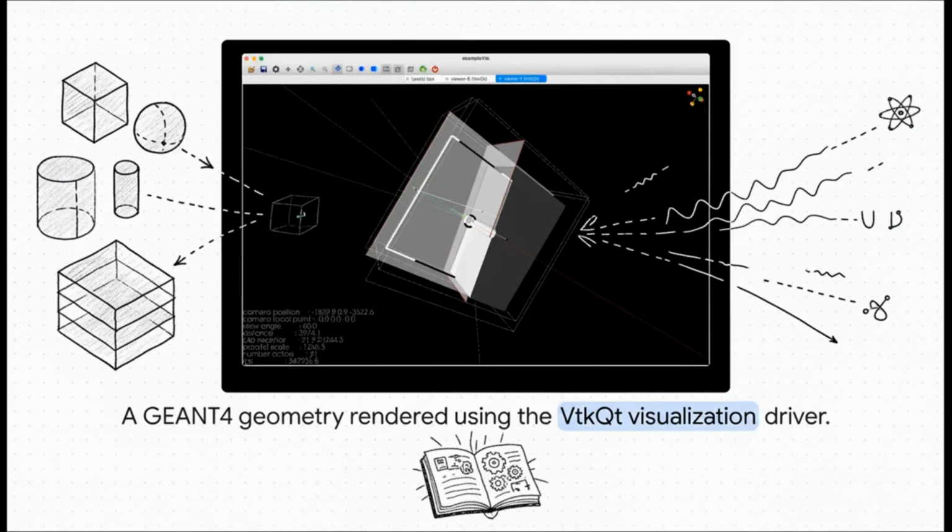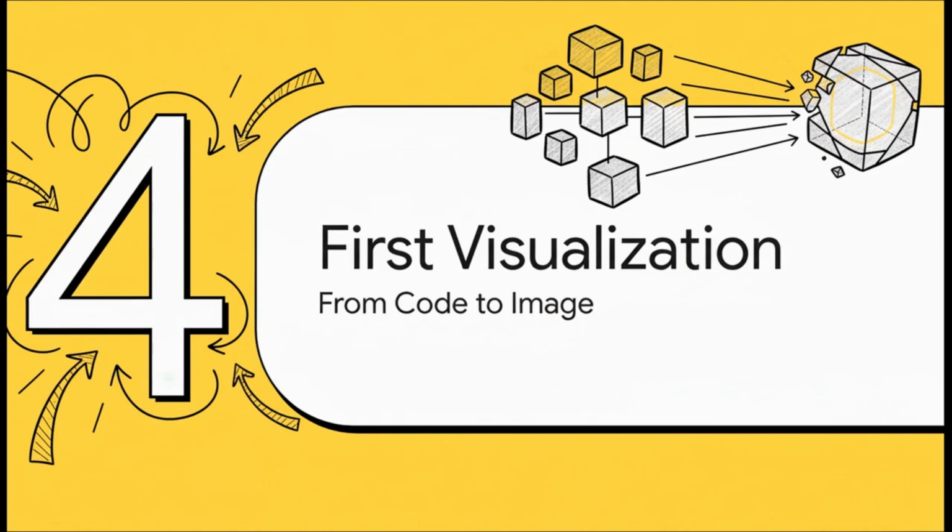And man, the results can be fantastic. You can create these incredibly detailed and insightful views, just like this render of a detector geometry. You can see the structure, the layers, the placement. It just lets you really understand what's going on inside your setup in a way that staring at lines of code never, ever could. Okay, let's put all this into practice. We're going to walk through how to create your very first visualization right now. And you'll see, it's a lot easier than you might think to get that first image up on your screen.